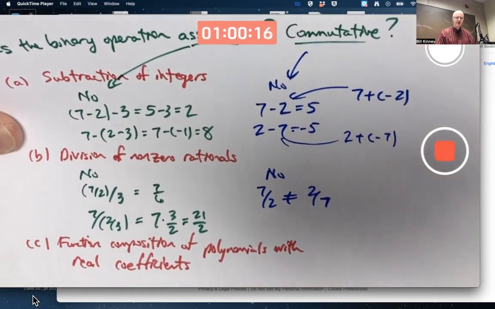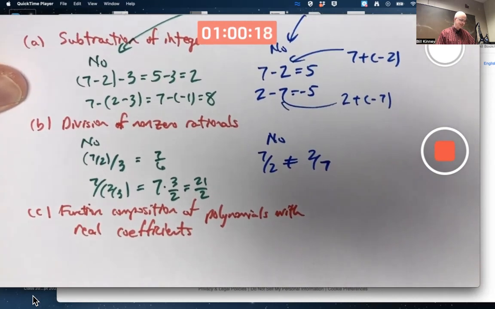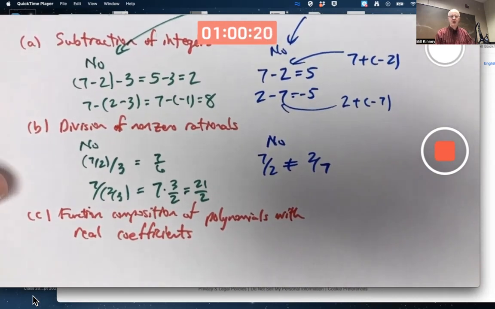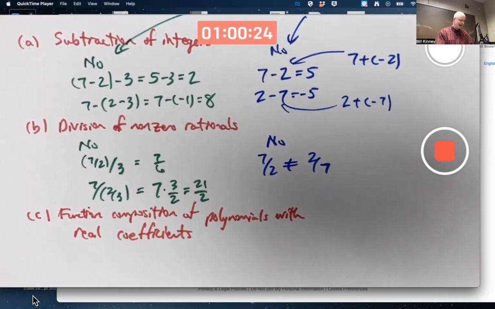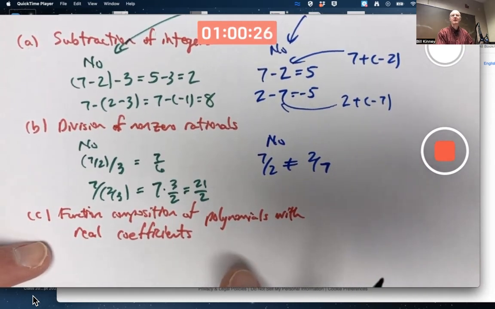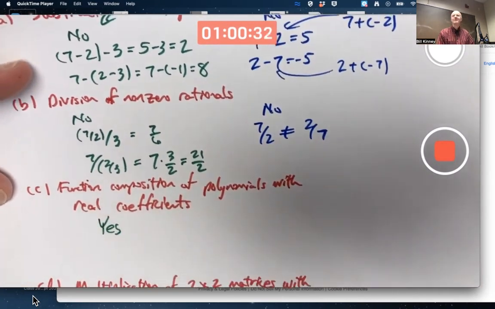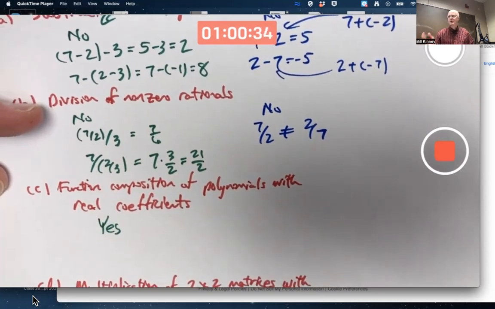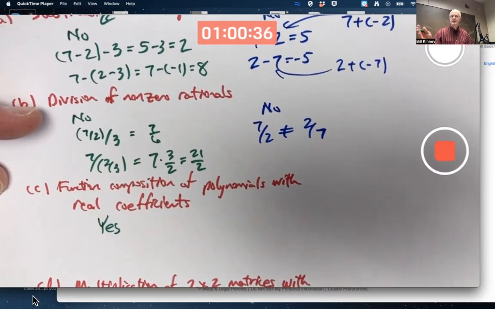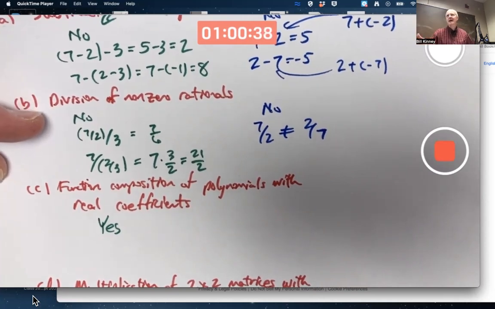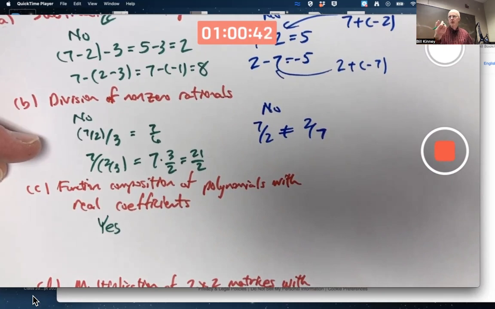Function composition of polynomials with real coefficients. As far as the associative property goes, the fact that it's polynomials with real coefficients is kind of irrelevant. The answer is yes. Effectively, you should always remember this, maybe for the rest of your life. Function composition, no matter what the functions are, as long as you can compose them, is always associative.